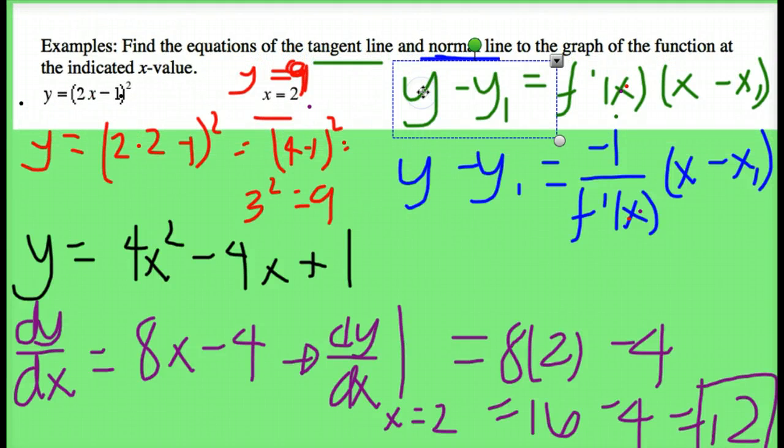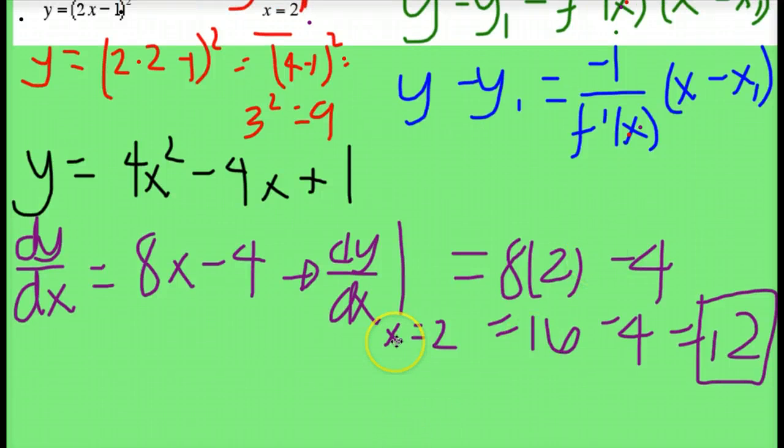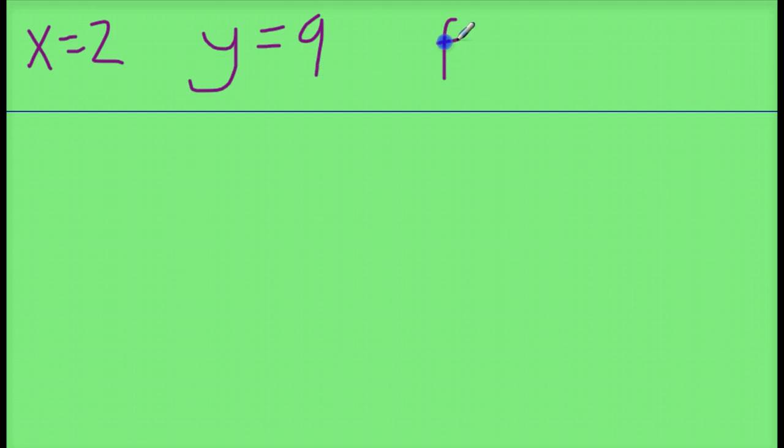Is to plug it into these two equations right here. So I'm going to scroll down and write all our important information in. So what we had was x is equal to 2, we found y was equal to 9, and we found f prime of 2 was equal to 12. So I'm going to plug it in to our two equations up here.